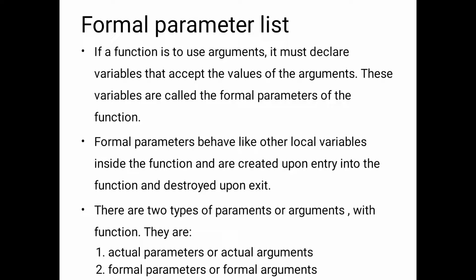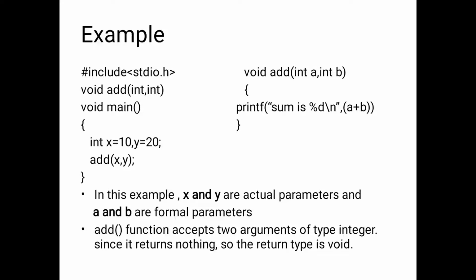So there are mainly two types of parameters. One is the actual parameter or actual argument. Second is the formal parameter or formal argument. By seeing this example, you get to know what the actual parameter is and what the formal parameter is. Consider this example: hash include stdio.h, void add, int comma int. Void is the return type, add is the function name, and int comma int is the parameter list. Here you are not taking the values.